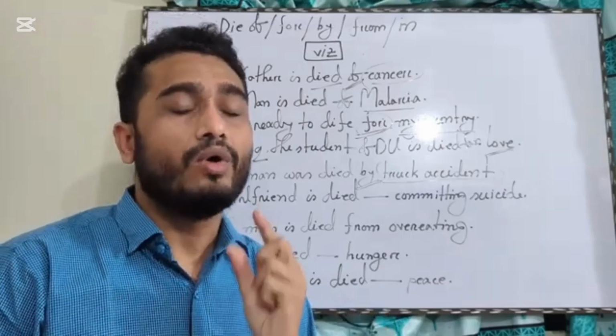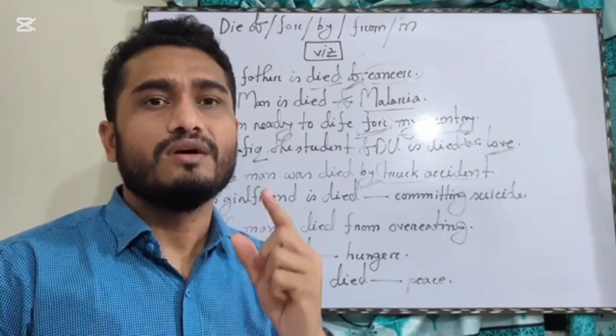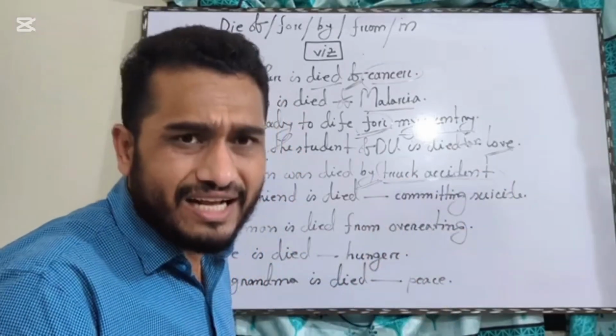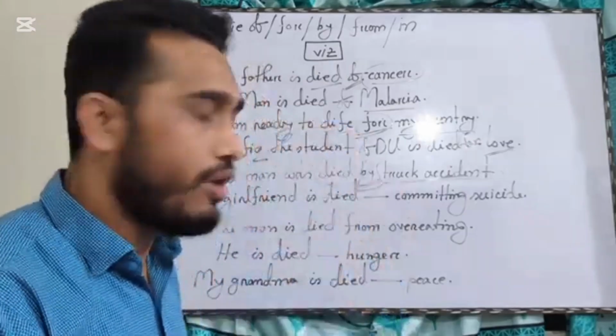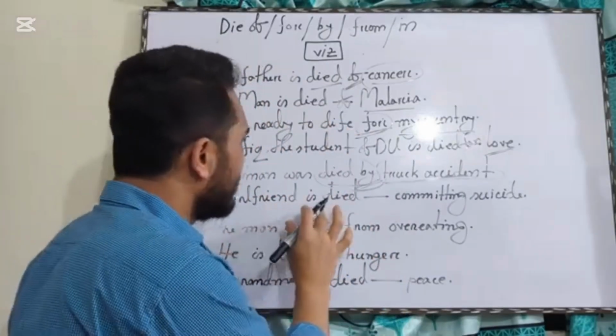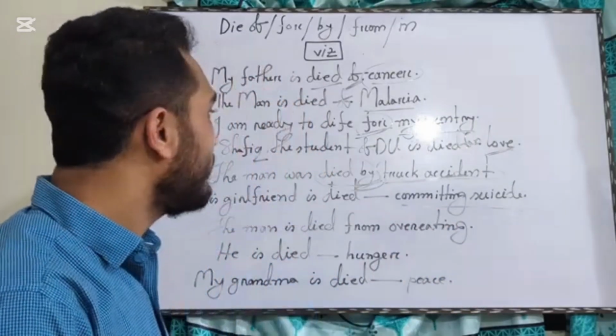So you have to remember, when anyone dies because of an accident, of course we will use die by. So as the man died by truck accident, that's why we have used die by. I hope you have understood my point. So our fifth example: his girlfriend is died committing suicide.